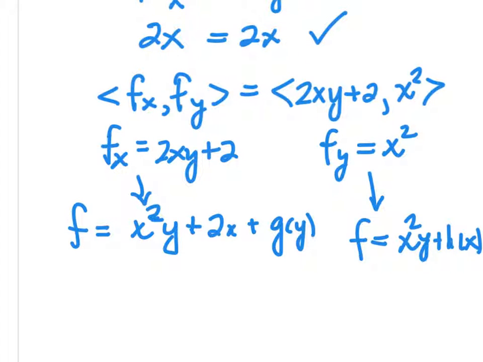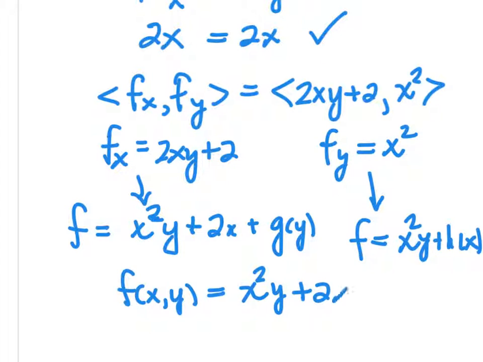Now what we have here are two different representations of the same function. So we put the pieces together. Notice what's common is the x squared y. And then we have plus 2x. That matches the h of x over here. And then g of y could be some actual constant. We might as well just let it be 0. So here is a potential function for this vector field.